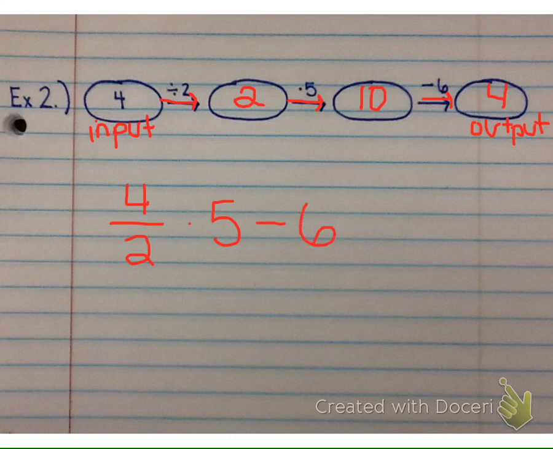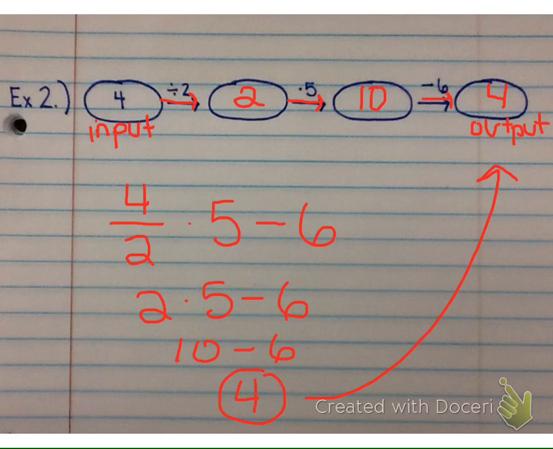If I were to write this equation, I would have 4 divided by 2 times 5 minus 6. Again, order of operations would tell me to complete division first. 4 divided by 2 equals 2, times 5 minus 6. 2 times 5 is 10, minus 6, and 10 minus 6 would be 4. Again, my output was 4, showing that following order of operations in the flowchart was successful.